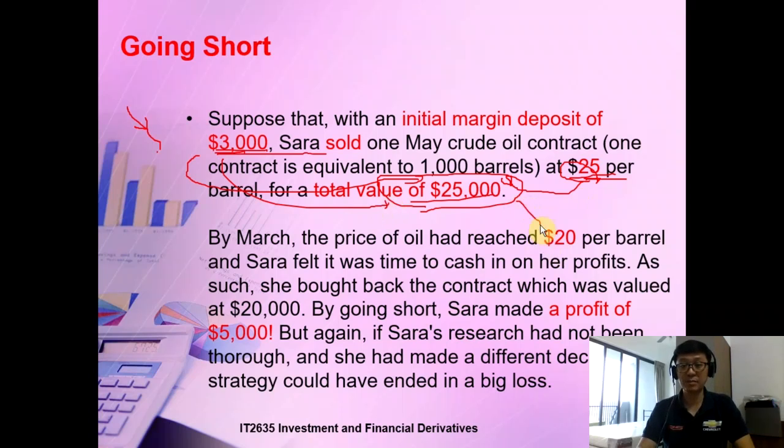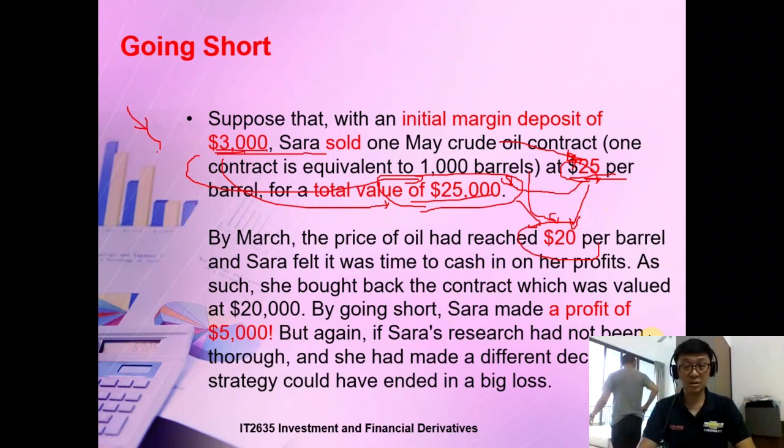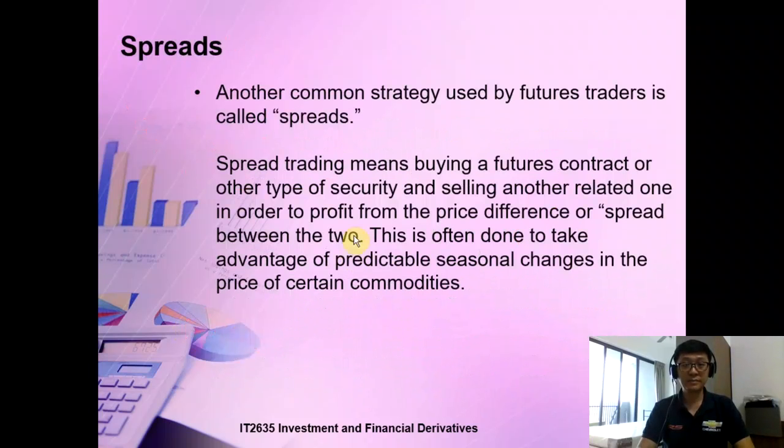So what happens if the price goes down from 25 to 20? This is talking about short selling. You do a short at 25, like sell at 25, and you buy back at $20, right? So that's a difference of $5. What happened? You get a 5,000 profit over here. So the spread is basically the difference.